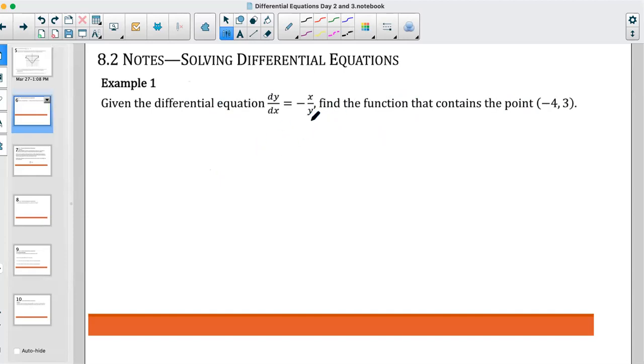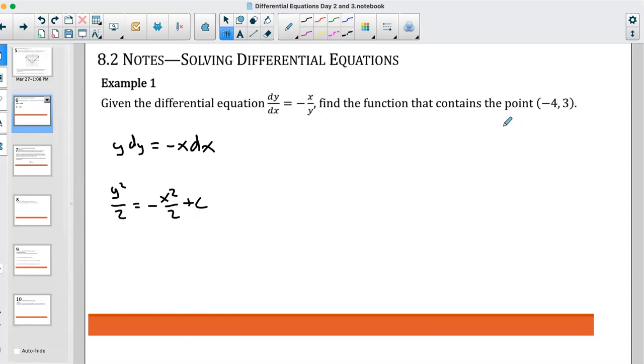So for this one, I would multiply both sides by y and then multiply both sides by dx. That would give me y dy equals negative x dx. Then I integrate both sides. I get y squared over 2 equals negative x squared over 2 plus c. And then remember, this is the point at which you should plug in what you're given to figure out what c is. Do that right now. Don't wait. It's always better to do it now.